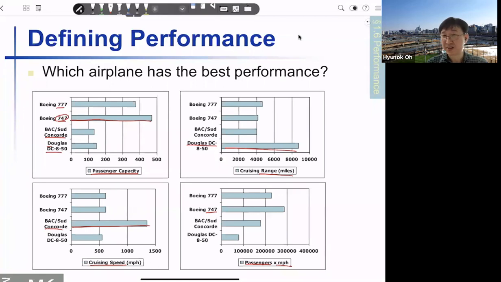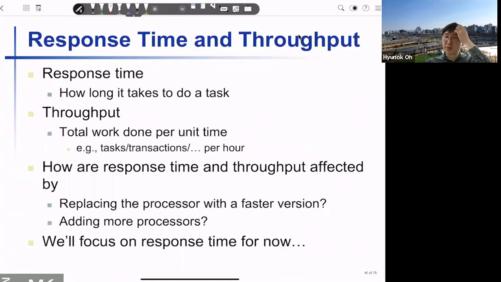It is really difficult, right? Because we didn't define the performance. Without definition, we cannot determine the performance, right? So in order to talk about the performance of a processor, we have to define the performance first. We have to define the performance of the computer system first. There are two metrics: response time and throughput.